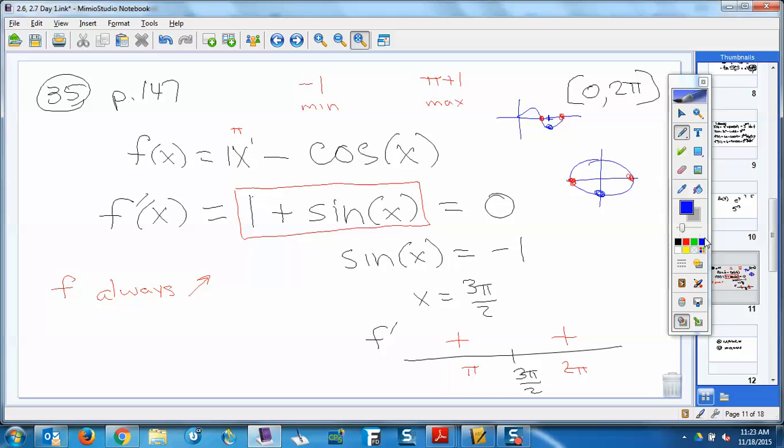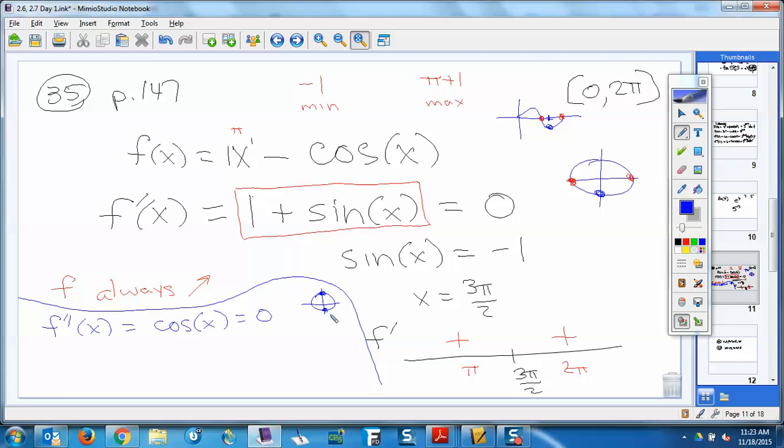Well, let's do a number line, except not an f prime number line. Let's do an f double prime number line. So everything we just got done doing, we would repeat with f double prime. So f double prime of x would be just this derivative. Derivative of 1, 0. Derivative of sine, cosine. Where does cosine of x equal 0? Pi halves and 3 pi halves.